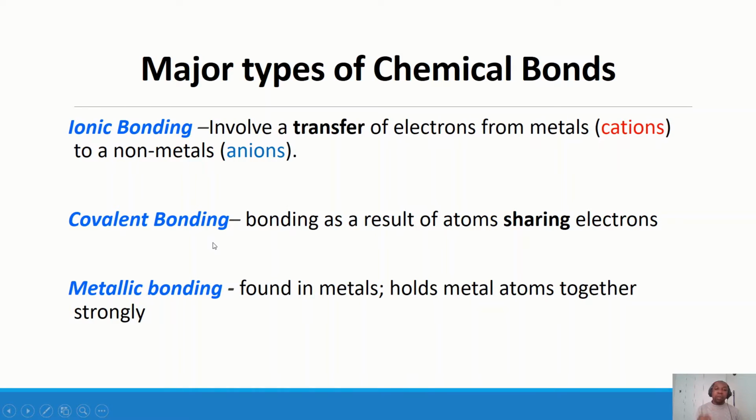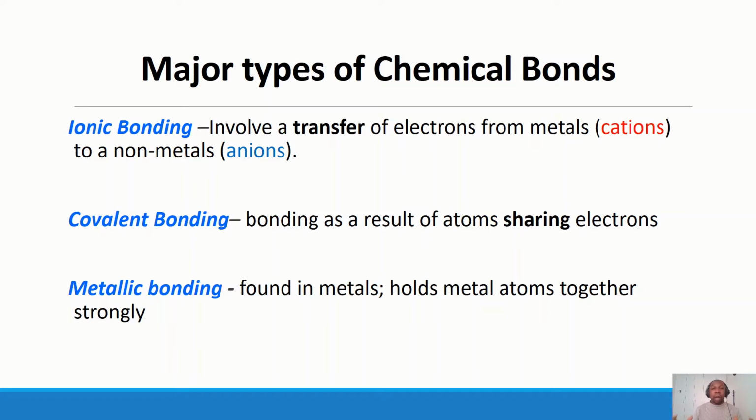The next one is covalent bonding. Covalent bonding occurs by sharing of electrons. Sharing means the atoms that are coming together are going to be ready to share their electrons. It's not that one is going to be given the electrons straight.